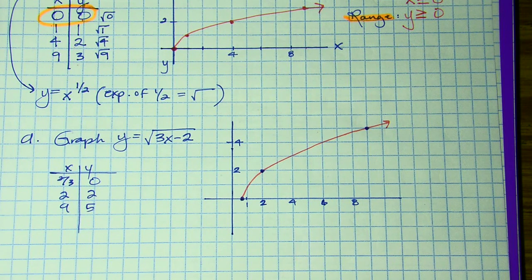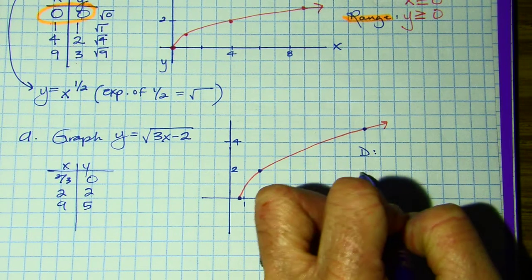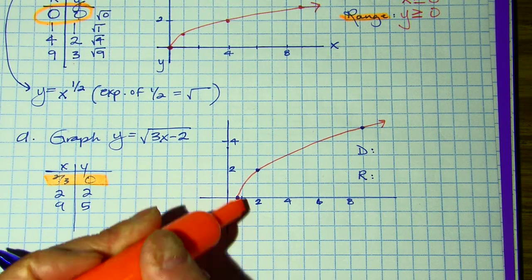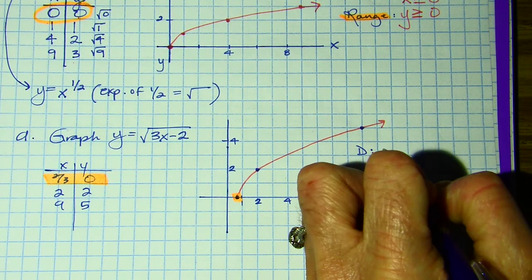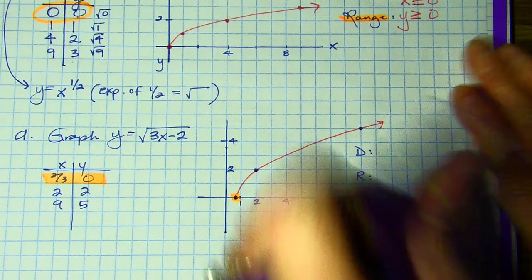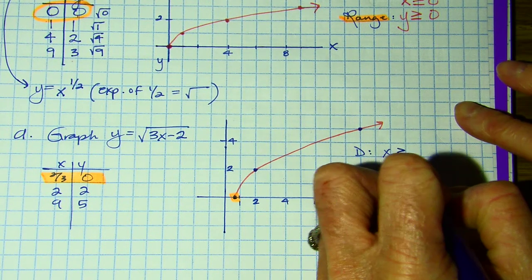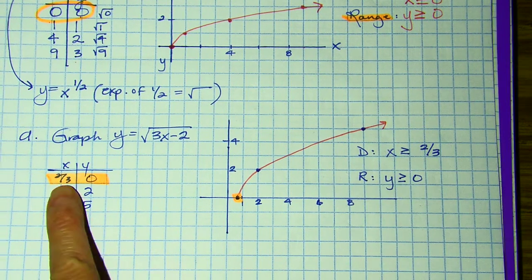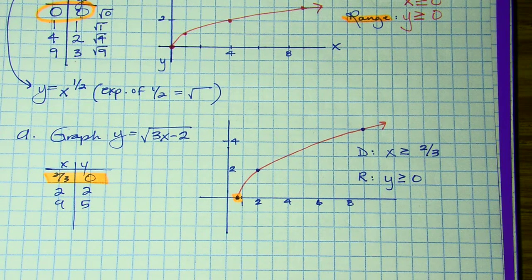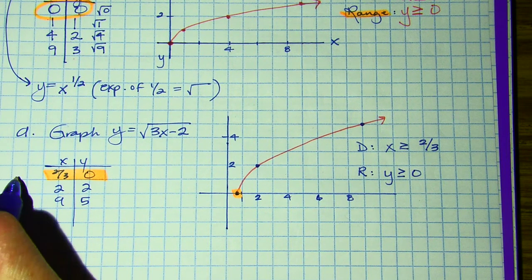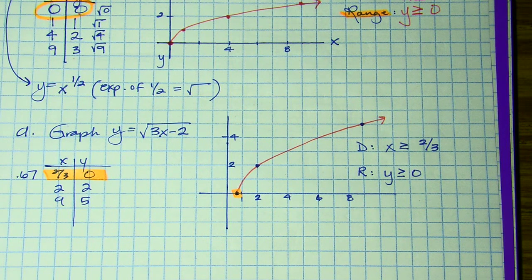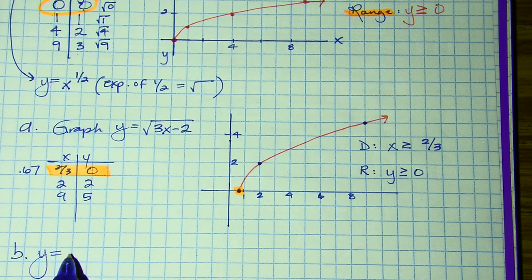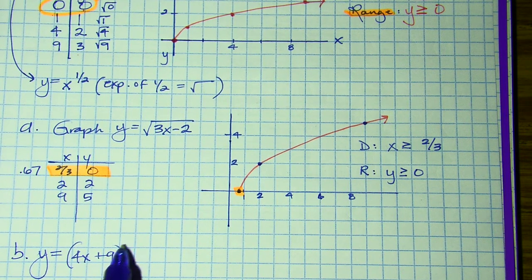So there's my graph. Let's now talk about domain and range. And domain and range is going to be affected by this first point we were able to graph. So x is greater than or equal to 2/3, and y is greater than or equal to 0. That's both. And you can put 0.67, that's fine. I know that that is what the graph shows. So you could also put 0.67 for that first. That's totally fine. All right, part B wants us to graph y equals (4x plus 9) to the 1/2.